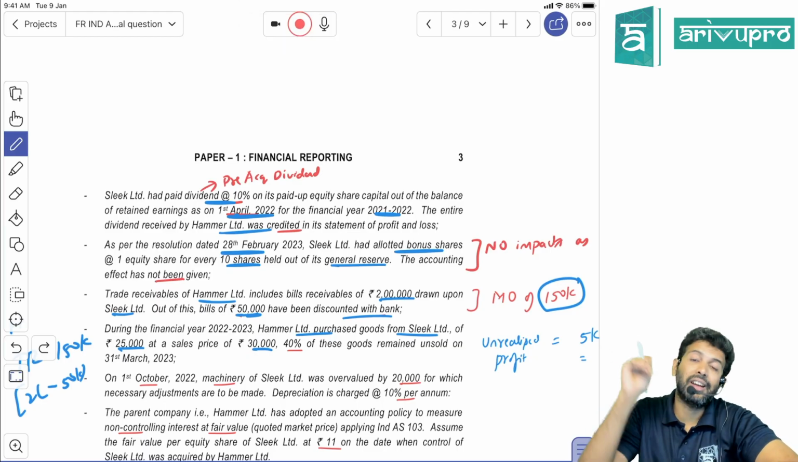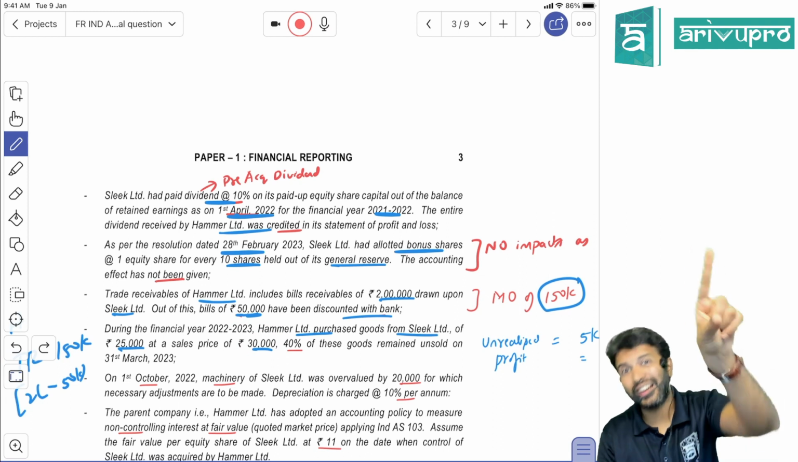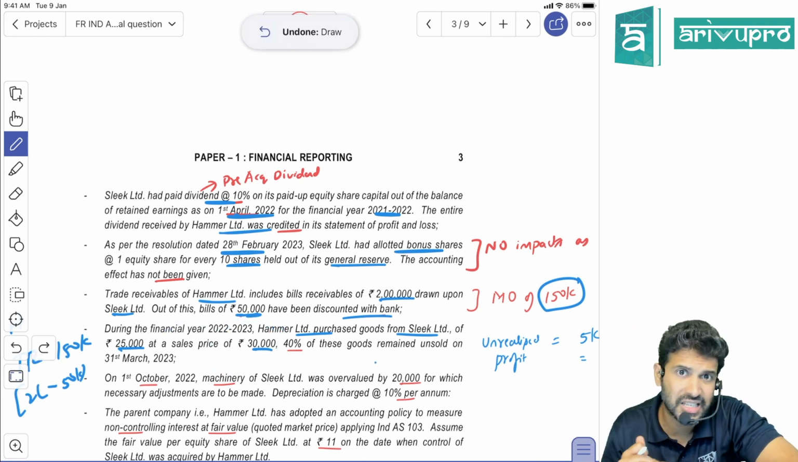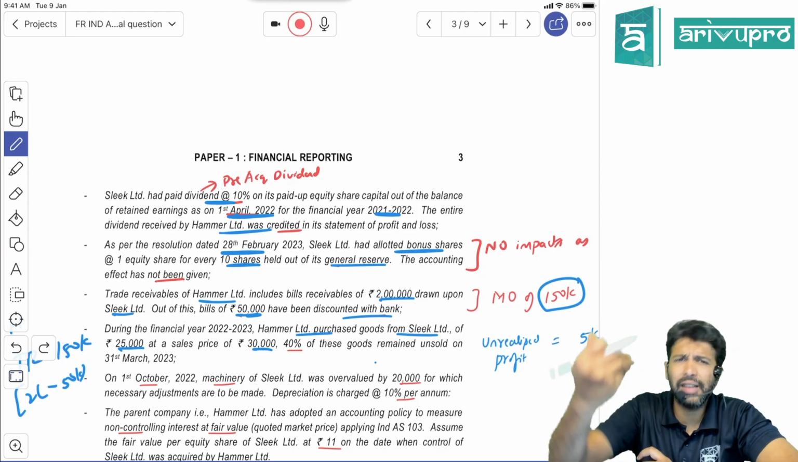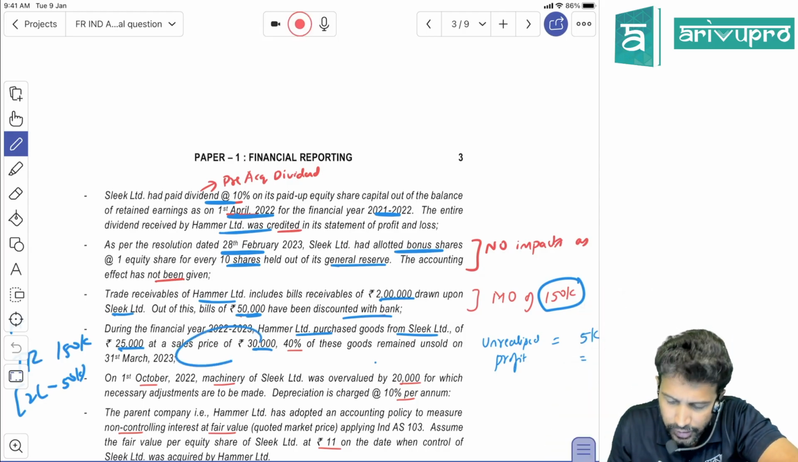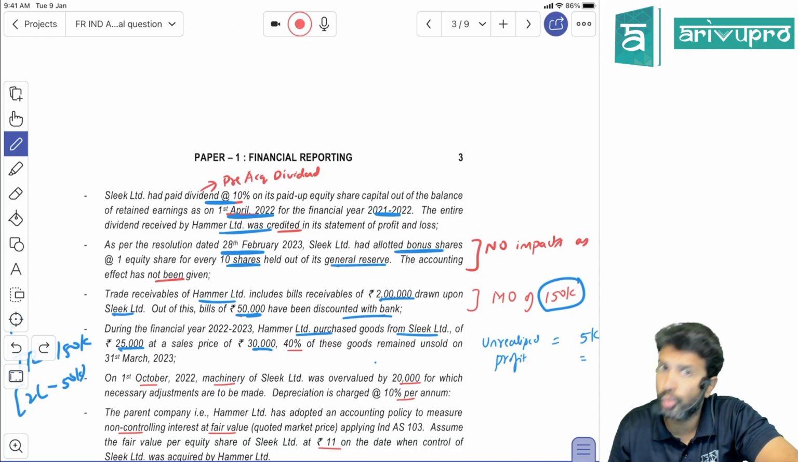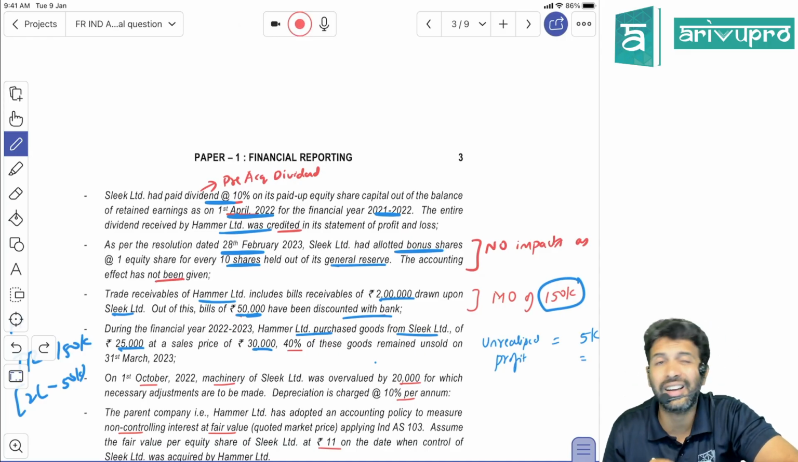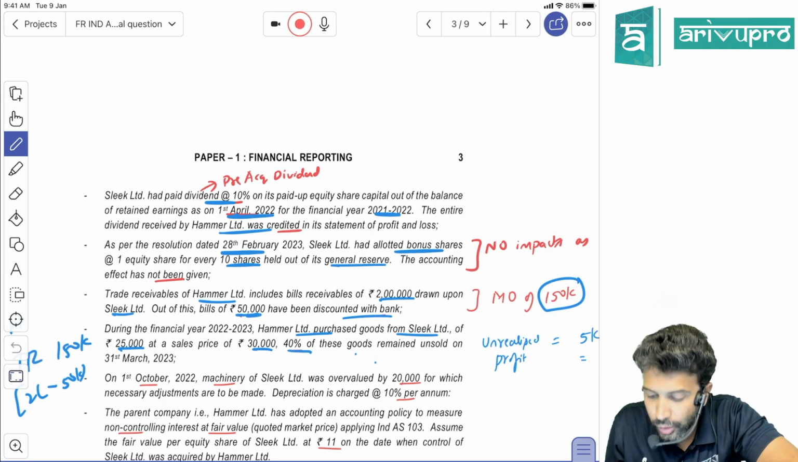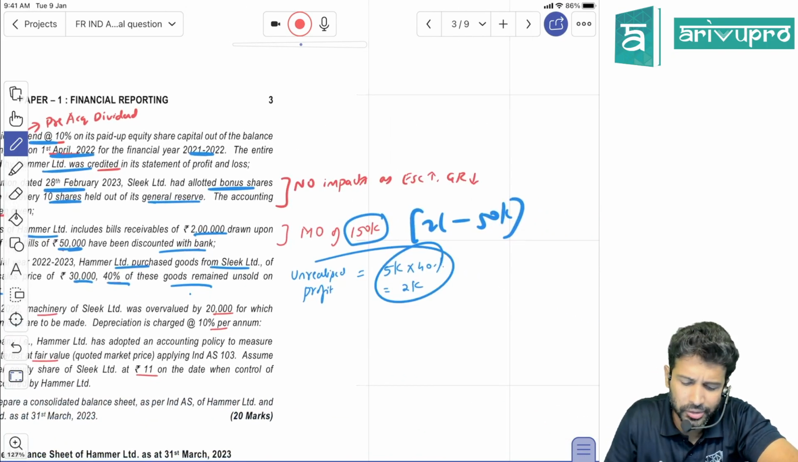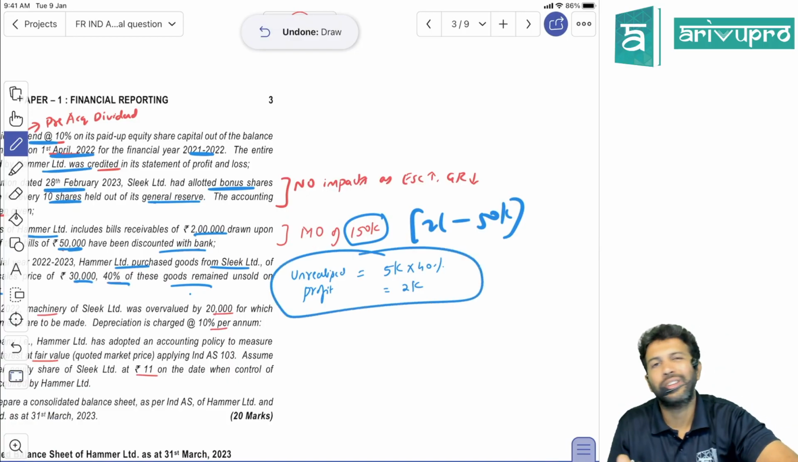Now, unrealized profit is the profit element included in closing stock. If 100% of these goods are lying unsold in inventory, we will eliminate 100% of the profit. For 100% of the goods, the profit is 5,000. But is 100% of the goods lying at the parent's godown? No. They're saying only 40% of these goods remain. So how much is the unrealized profit? 40% of 5,000, which is 2,000 rupees.